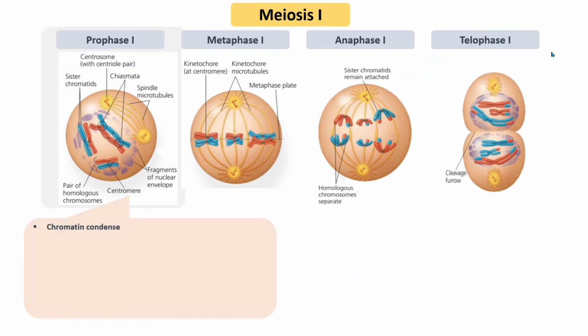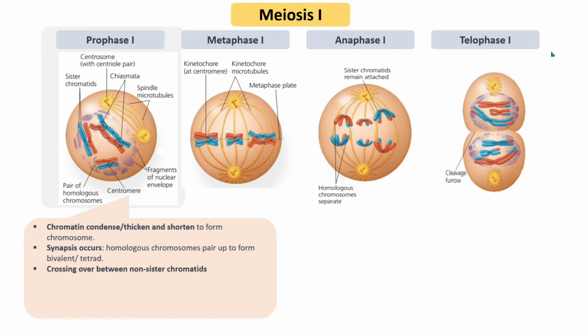In prophase 1, chromatin condenses, thickens and shortens to form chromosomes. Synapsis occurs, where the homologous chromosomes pair up to form a bivalent or tetrad. Crossing over between non-sister chromatids occurs at chiasmata. The nuclear envelope disintegrates, and the centrosome containing centrioles moves to opposite poles, radiating spindle fibers.